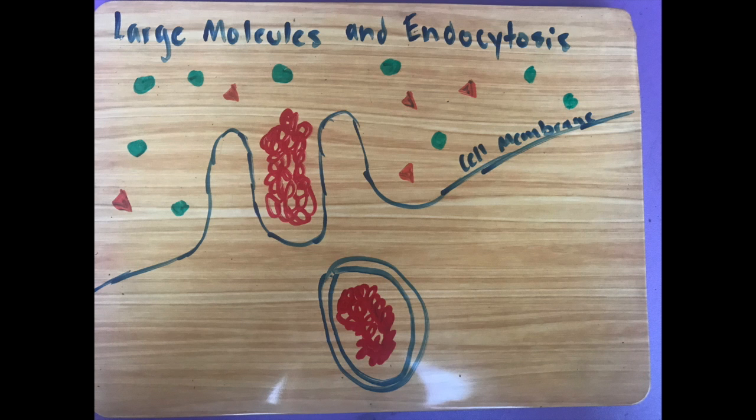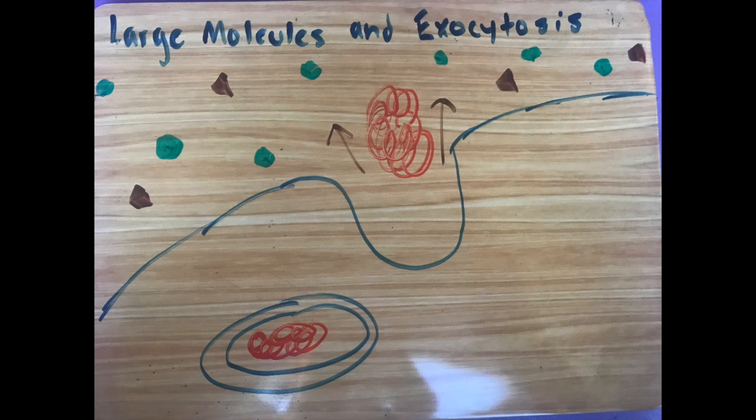To move large particles across the membrane, endocytosis and exocytosis are used. Endocytosis engulfs the particles and packages them into vacuoles for use. Exocytosis releases a particle by a vesicle filled with the particle fusing with the membrane and releasing the contents.